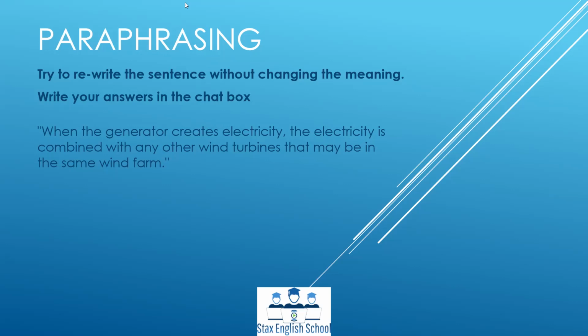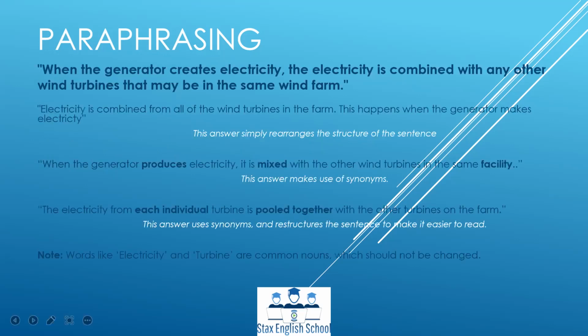Let's have a look at some of the answers I've got just to give you some inspiration. So here's some answers I've written. So first of all, electricity is combined from all the wind turbines in the farm. This happens when the generator makes electricity. Now, this answer is very simple. It just rearranges the structure of the sentence. Then we've got one that uses synonyms. When the generator produces electricity, it is mixed with the other wind turbines in the same facility. So we change up the words a little bit on that one. And then I've got one more. The electricity from each individual turbine is pulled together with the other turbines on the farm.